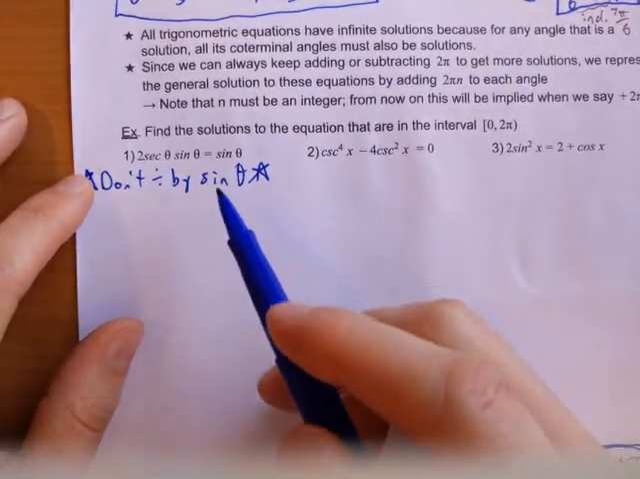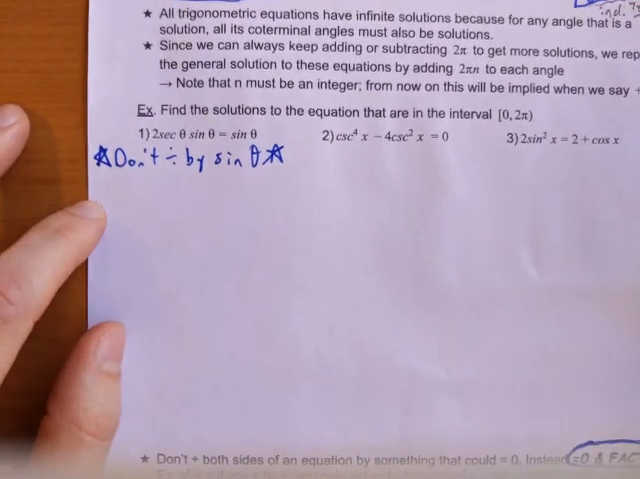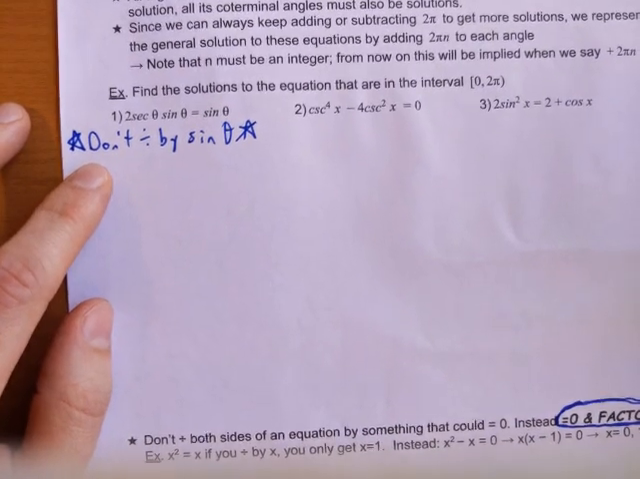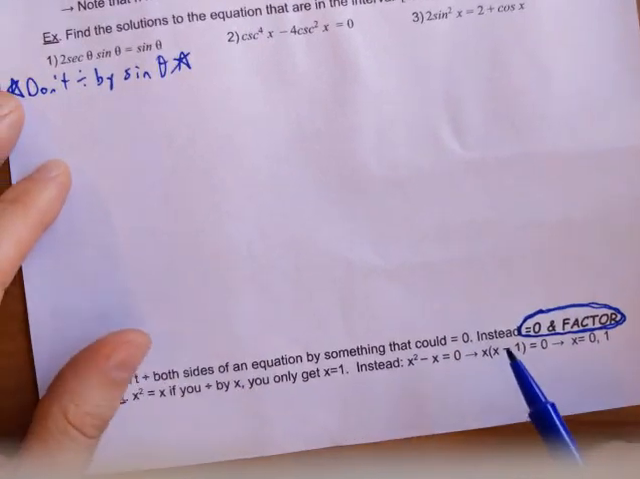And of course, we know that sine of theta does equal 0 sometimes. It points on the unit circle with a y coordinate of 0. So don't divide both sides by a function. Set it equal to 0 and factor. That's the name of the game.